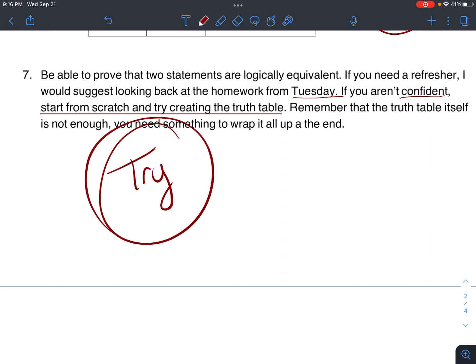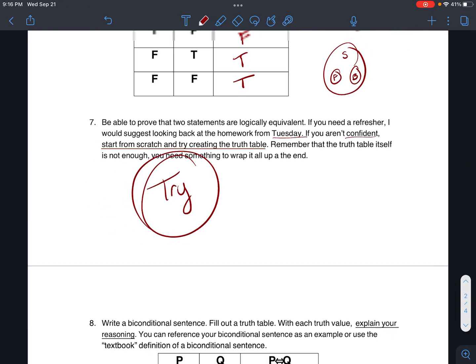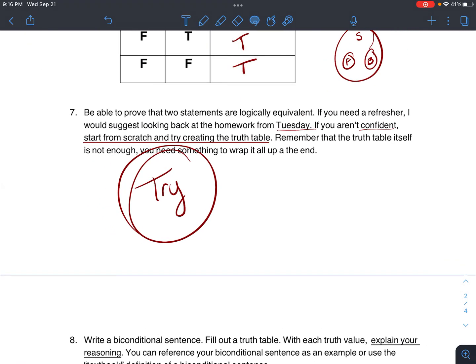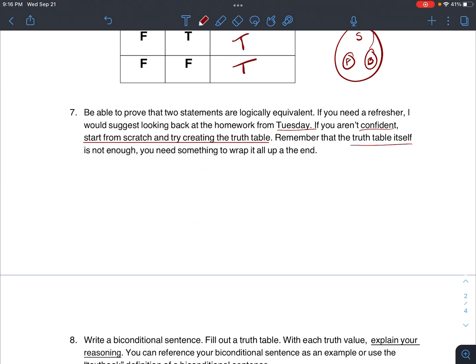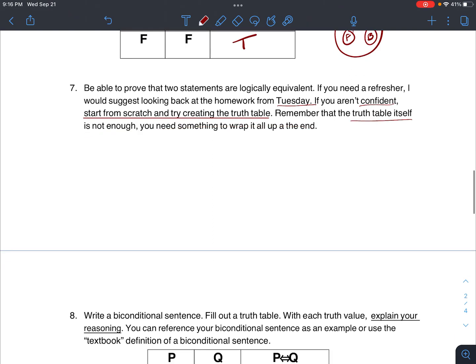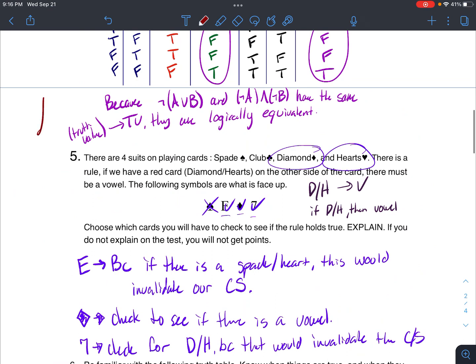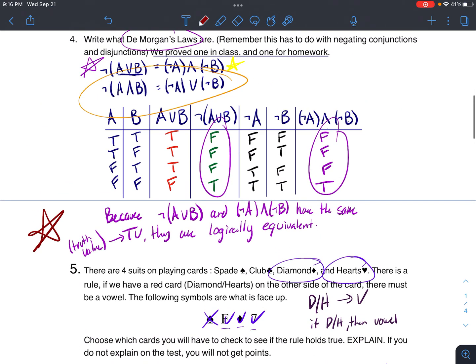Try to do it by yourself, okay? Go back. Clean slate. Work through it. And then go back and look at whether you're right or not, okay? So this, and then I also make this note about our truth table. The truth table itself is not enough. You need something to wrap it up at the end. This is exactly what I have up here.